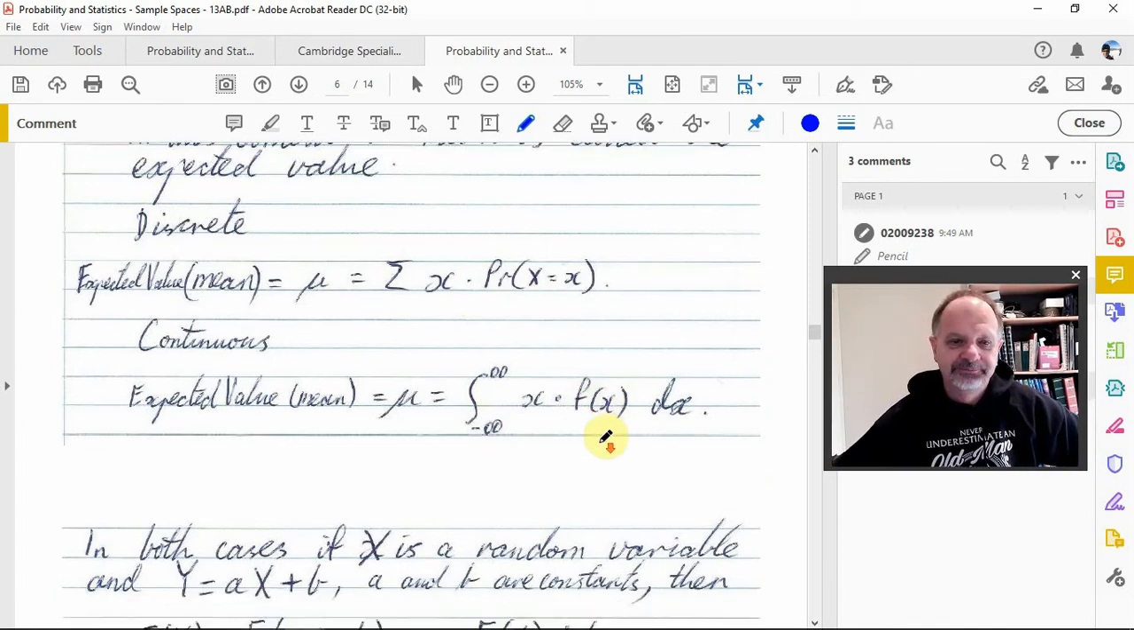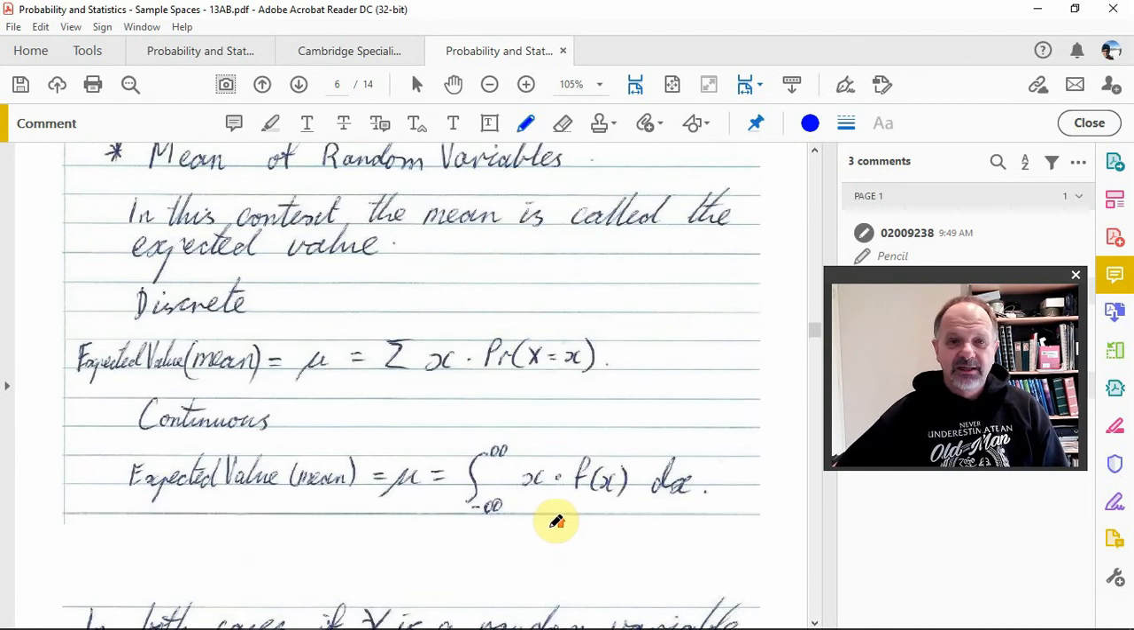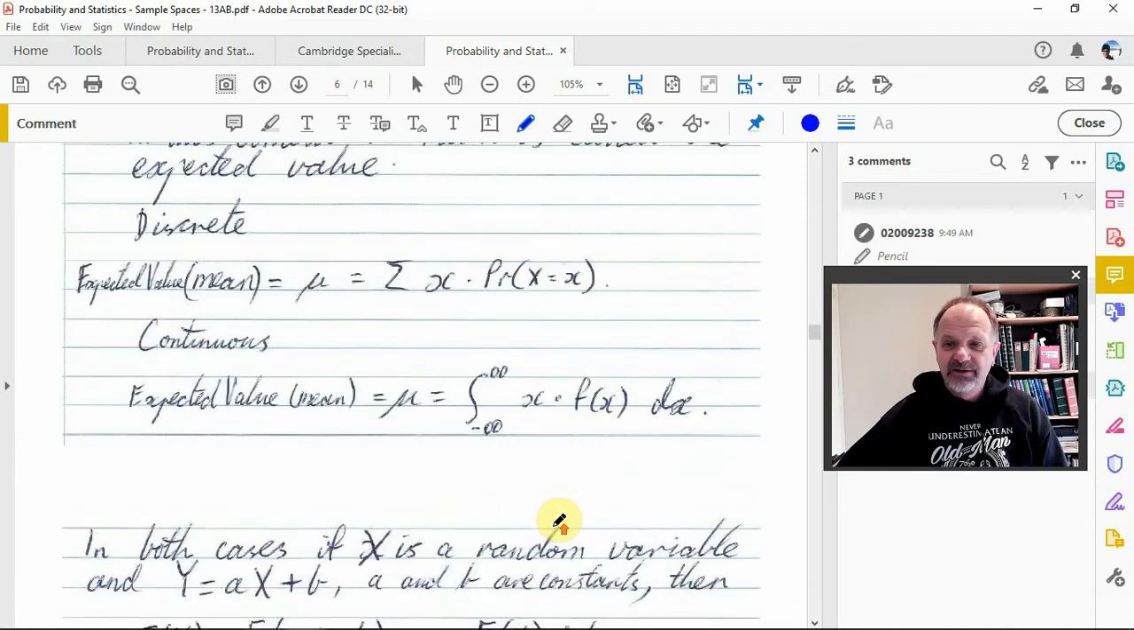All right. So in both cases, if x is a random variable and y is equal to ax plus b, and a and b are constants, then the expected value of y is related to the expected value of x in this way. There are proofs of all of that on these 2 pages. You don't need to repeat the proofs. You only need to use the stuff. All right, so that's the mean, or the expected value.